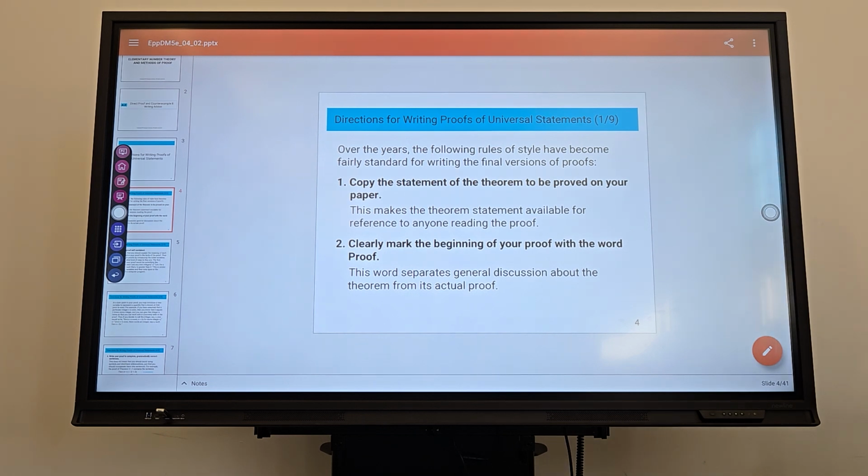First, copy the statement of the theorem to be proved on your paper. This kind of goes without saying: keep your eye on the ball, eye on the prize. What are you trying to prove? And make it clear to whoever's reading it what you're trying to prove. Clearly mark the beginning of your proof with the word proof.